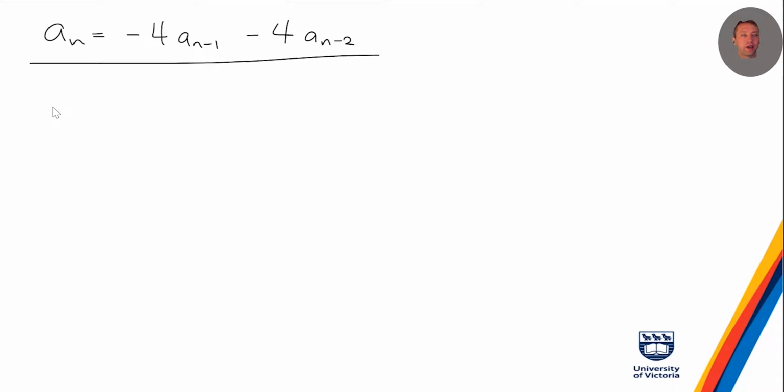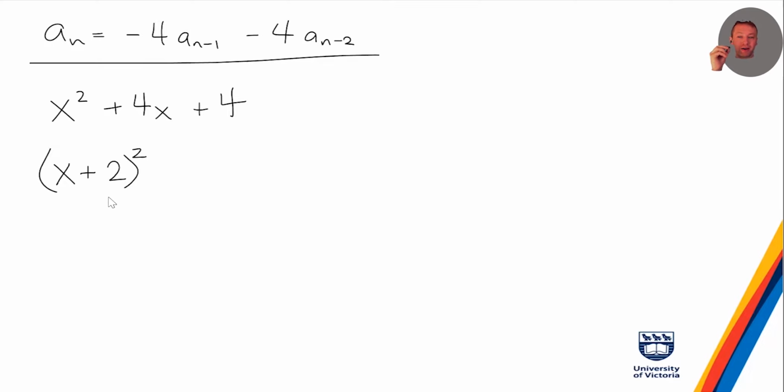Okay, so let me do another example. Suppose I take a_n = -4a_{n-1} - 4a_{n-2}. So, the characteristic equation is x squared plus 4x plus 4. We can factor this, but here we've got the situation that this is (x + 2) squared, right? So this is a repeated root.